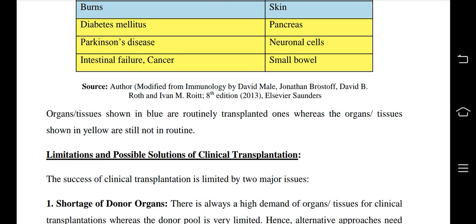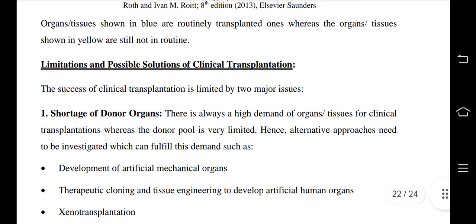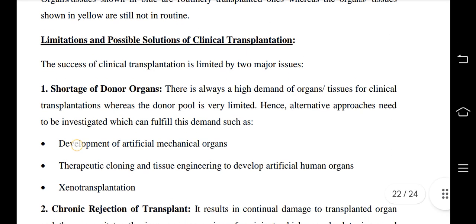Limitations and possible solutions of clinical transplantation. The success of clinical transplantation is limited by two major issues. Shortage of organs. There is always a high demand of organs or tissues for clinical transplantation, whereas the donor pool is very limited. Hence, alternative approaches need to be investigated which fulfill this demand, such as development of artificial mechanical organs, therapeutic cloning and tissue engineering to develop artificial human organs, and xenotransplantation.